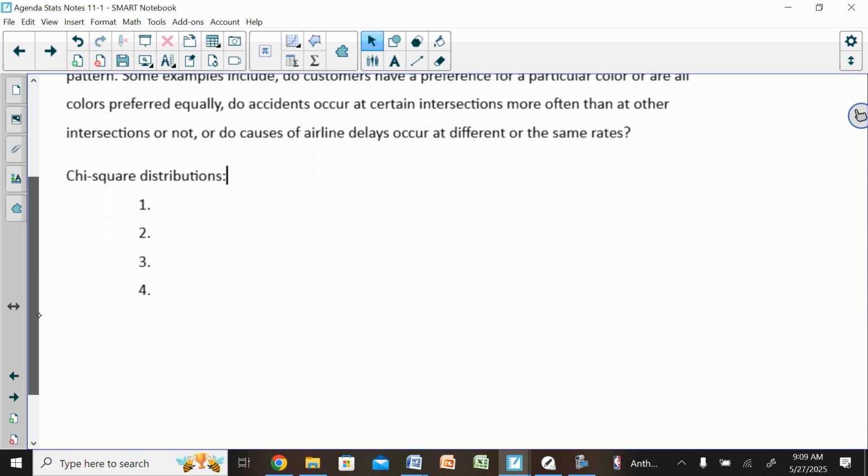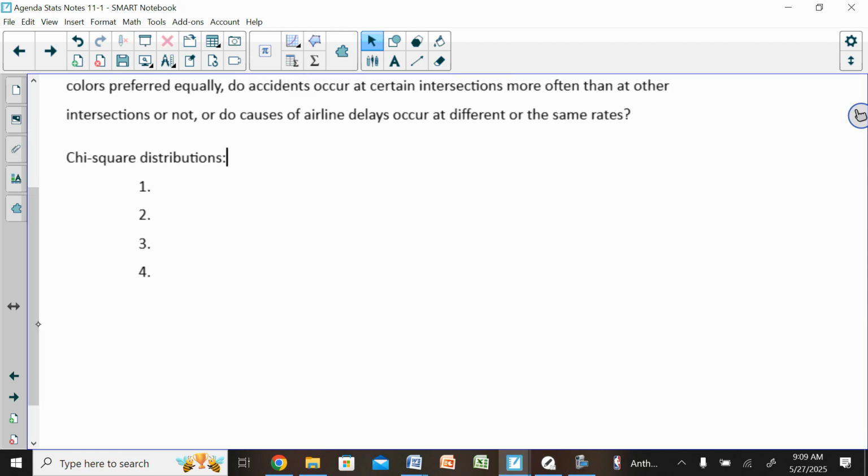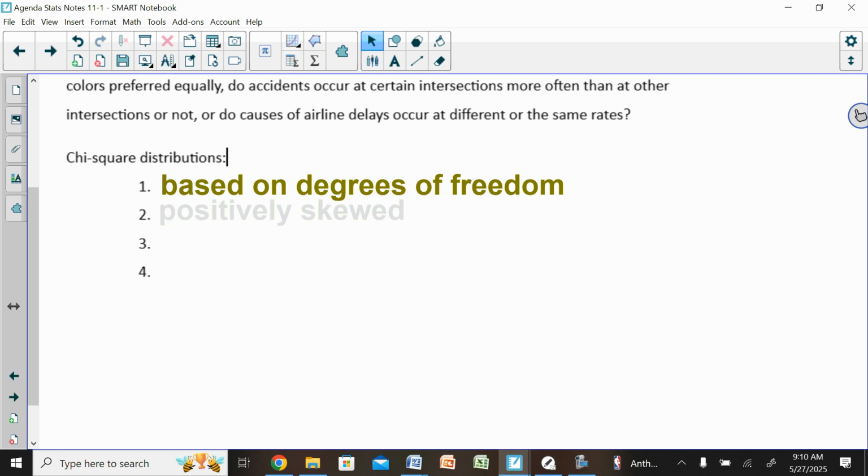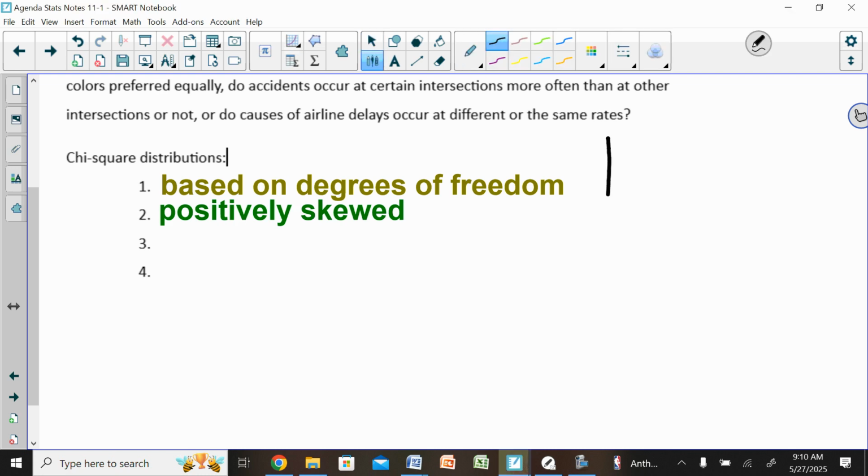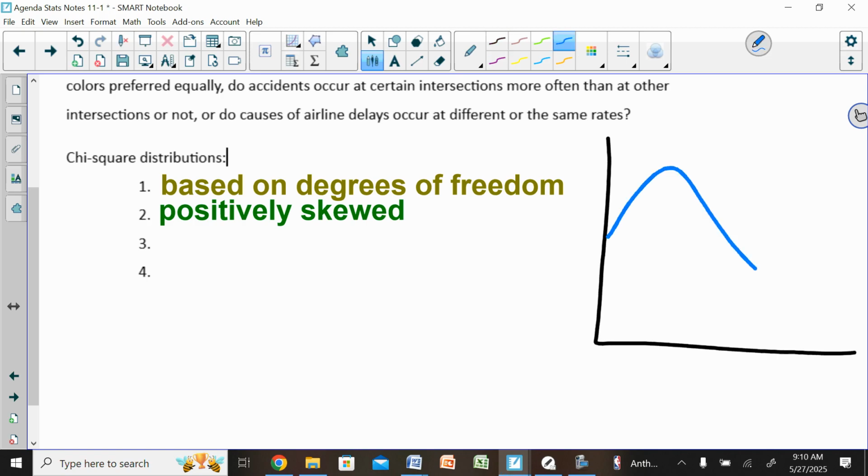So a few reminders about chi-square distributions. First of all, they are based on degrees of freedom. We know that, right? Degrees of freedom change up a little bit, but we're so accustomed to them subtracting 1, n minus 1. Chi-square distributions are positively skewed. So if we're visual, a chi-square distribution looks something like that. So positively or right skewed. Our chi-square value is always greater than or equal to 0.